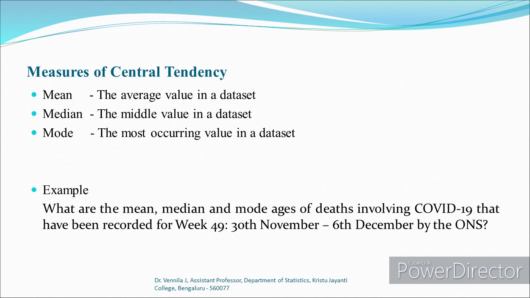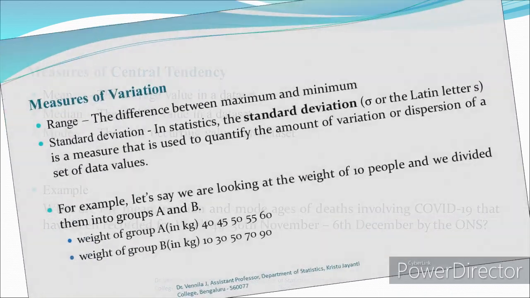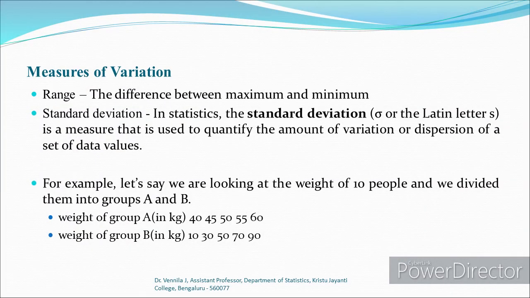Then the second one is measures of dispersion. Measures of dispersion is nothing but identifying the difference between the actual value and the average, also called measures of variation. Here we see two important things: one is the range and the other is the standard deviation. Range is useful to identify the difference between the maximum value and the minimum value. Standard deviation is useful to identify the variation between the two things. With the help of the standard deviation we can easily identify where the variation is high.